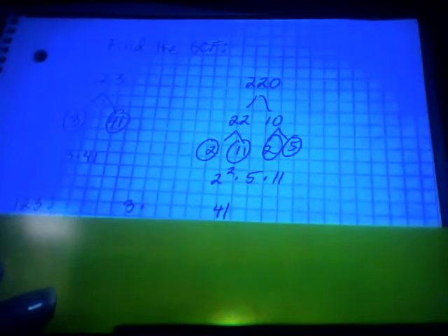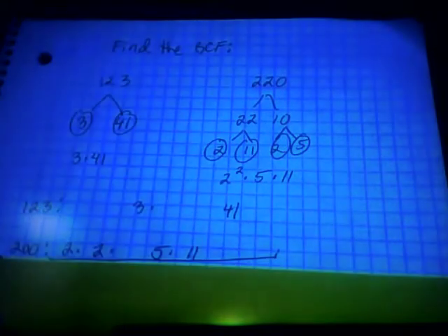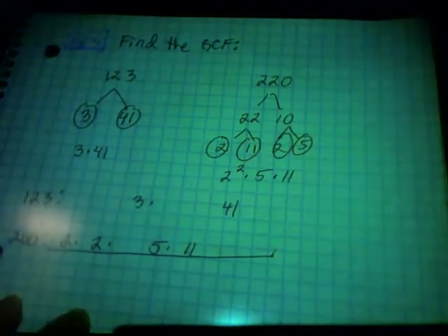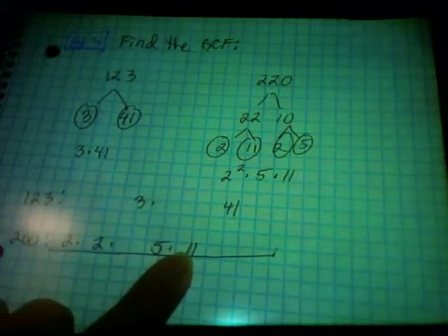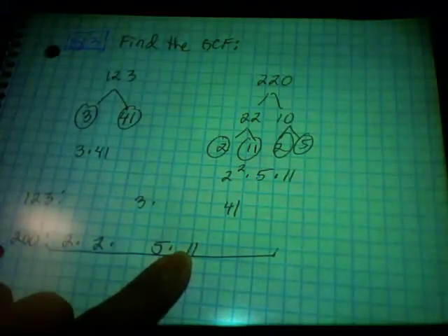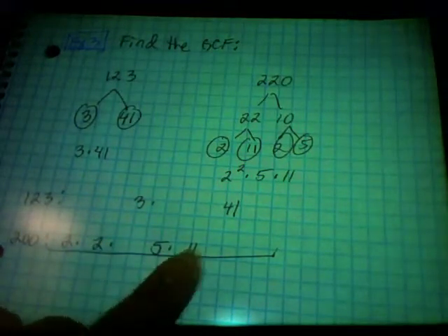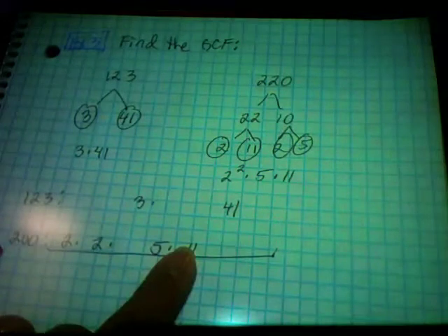Okay? If I line up their primes, so here's what I did when I lined up their primes. The 220 has two 2s, a 5, and an 11. I'm going to try to order them in numerical order. The 123 doesn't line up with the 2s or the 5s or the 11. And the 41 doesn't line up with any of these.